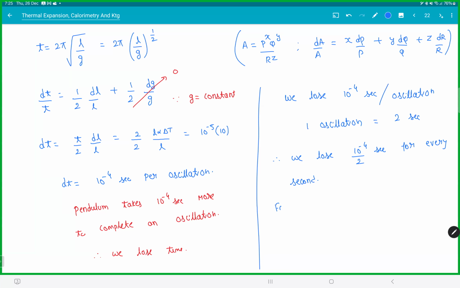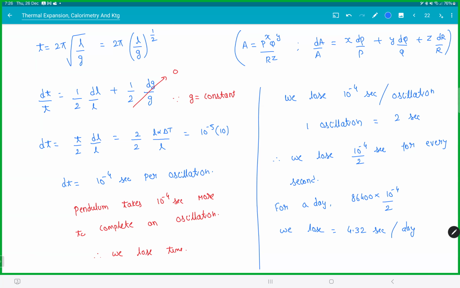Now for a day, we have 86,400 seconds and you're losing 10 power minus 4 by 2. This comes to around 4.32 seconds per day. You're right, Ansh, it will lose time. That's why be careful. When time period increases, you lose time. If time period becomes smaller, you're finishing the oscillation much faster. So we lose this much time. In a day, we lose 4.32 seconds. That means when the clock shows 24 hours, in reality it is 24 hours, 4.32 seconds.